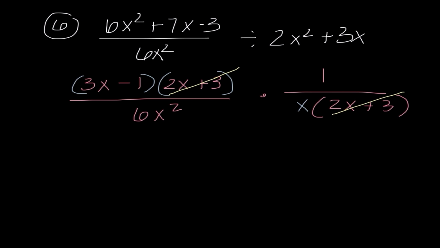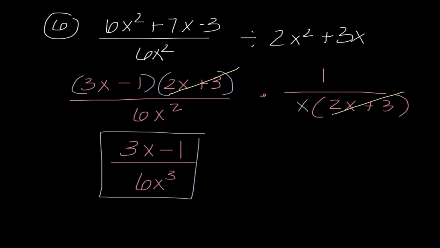I notice I have 2x plus 3's. So in my numerator, I'm left with 3x minus 1. And in our denominator, I have 6x squared times x, which is 6x cubed. I cannot cancel these out because the 3x is dating the -1. They're connected. They go everywhere together. So 3x minus 1 over 6x cubed is our final answer.